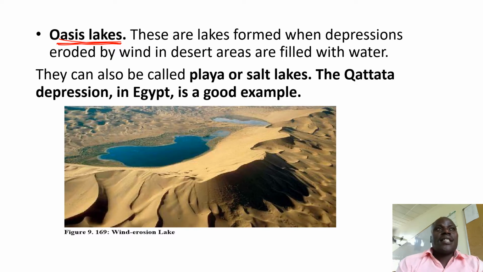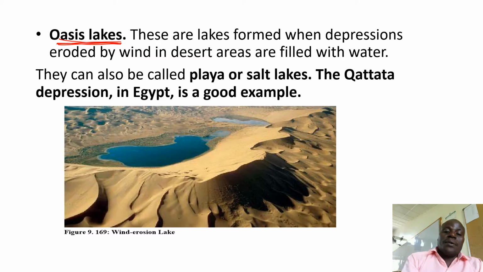Wind in the desert regions erodes the desert surface vertically and sometimes reaches the water table. Then the water follows this depression and forms oasis lakes. Or sometimes wind might not reach the water table, but it forms a depression after drilling the surface of a desert. And when this depression is filled with water, it forms oasis lakes.